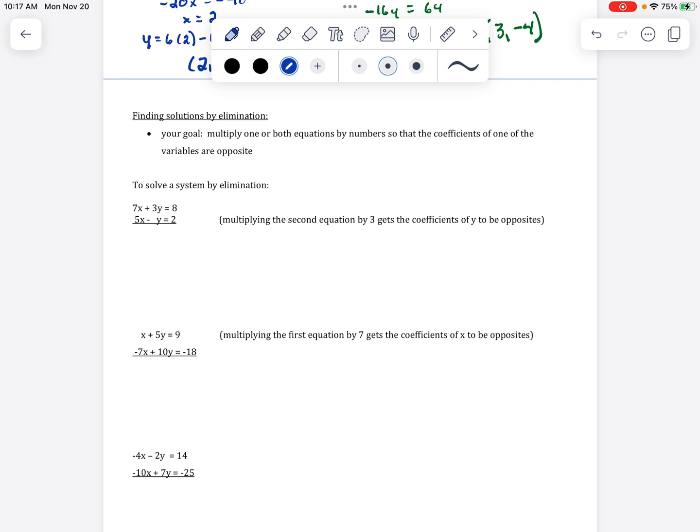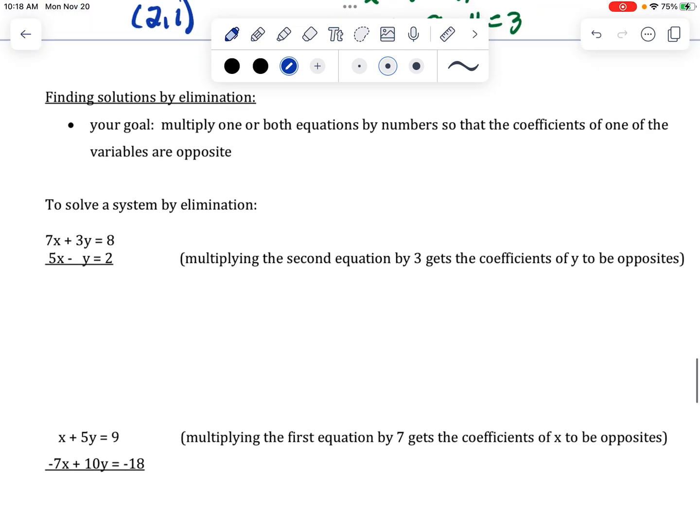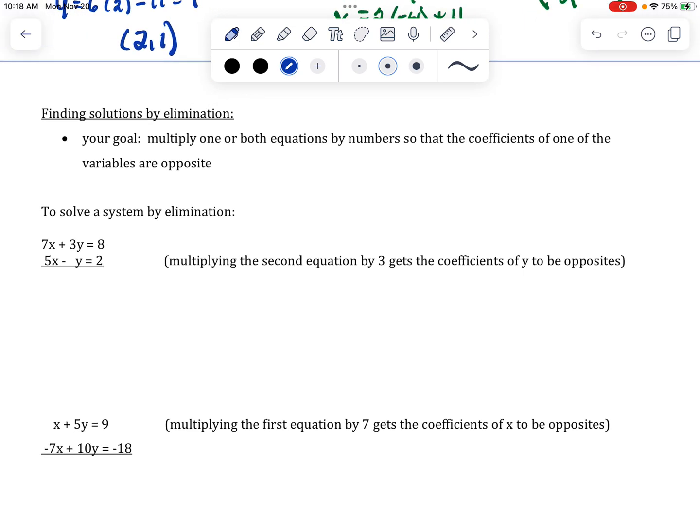So what we want to do is manipulate one equation, or maybe both equations, so when we add both sides of both equations, one of the variables cancels out, so we can solve for the other variable. For example, let's look at this first system of equations. Notice 7x and 5x are different. 3y and -y are different. So if I add down, I would get 12x plus 2y equals 6, and that does not help me whatsoever. I have not eliminated a variable.